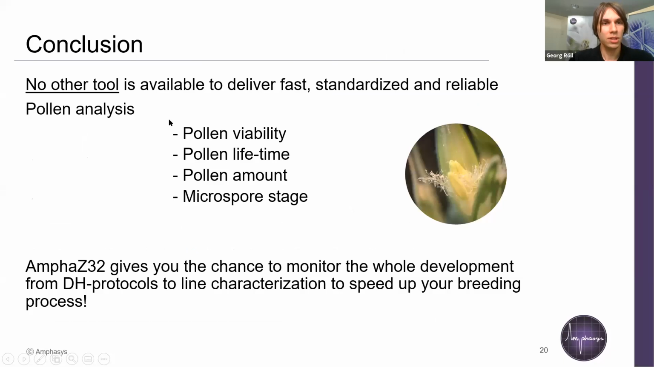Now we are getting to the end of the session here, and I want to conclude the main points. So we can say that we have no other tool available that is fast, standardized, and reliable in terms of pollen analysis for pollen viability, pollen lifetime, and the pollen amount. And also you can quantify the microspore stage. And in general, our Amphasys 32 gives you the chance to monitor the whole development from the DH protocol to line characterization to speed up your breeding process.